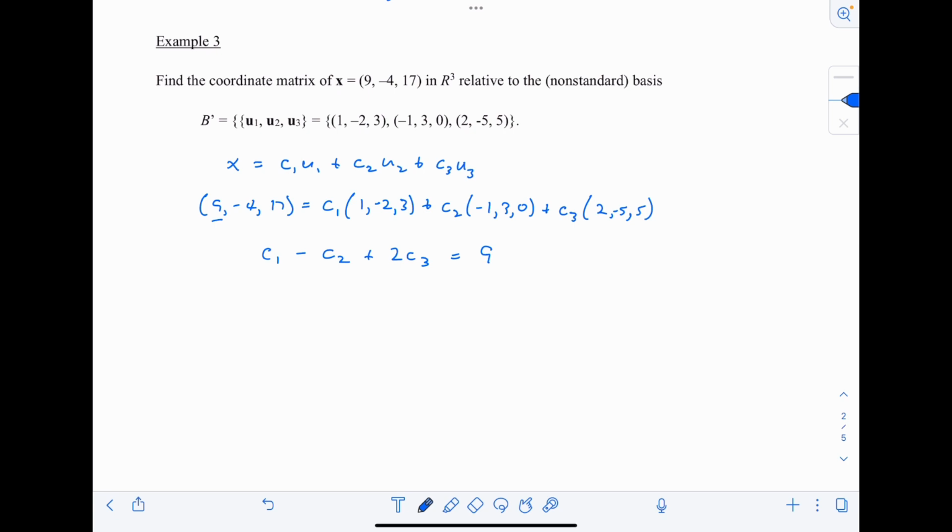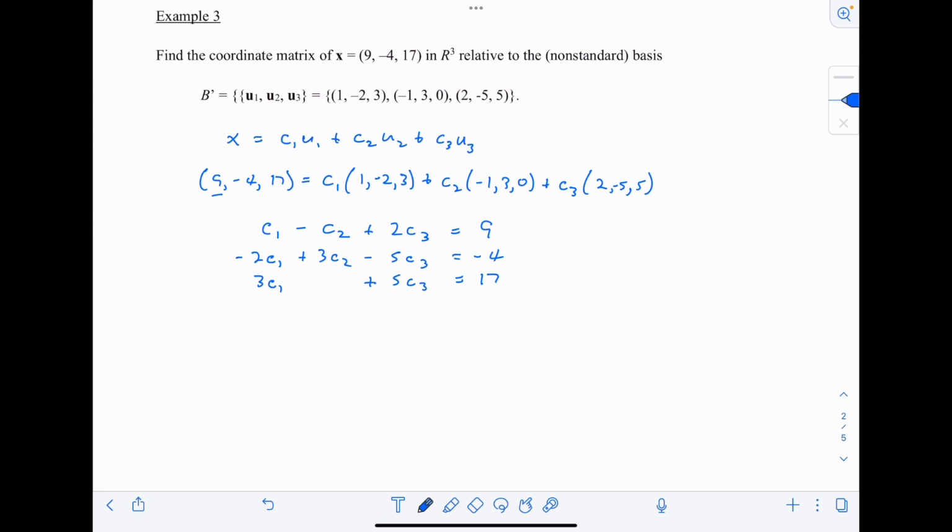And then continuing, we've got negative 2C1 plus 3C2 minus 5C3 is equal to negative 4. And then finally 3C1, no C2 in this case, and then plus 5C3 is equal to 17. Okay.